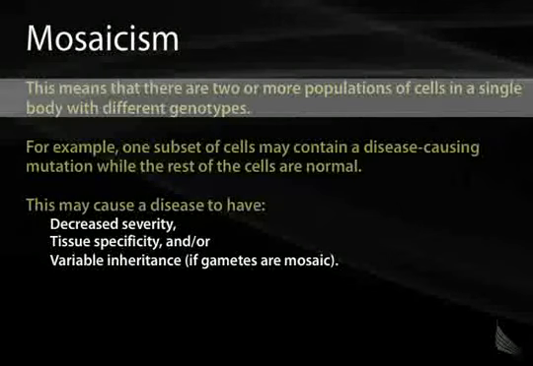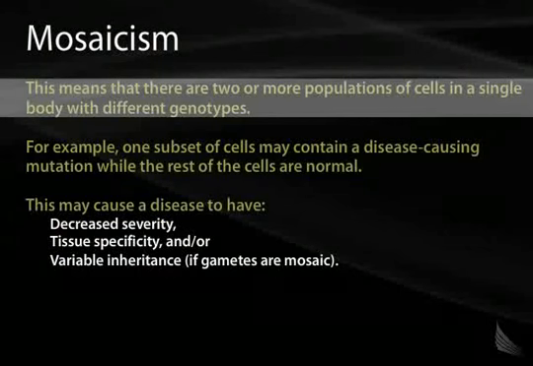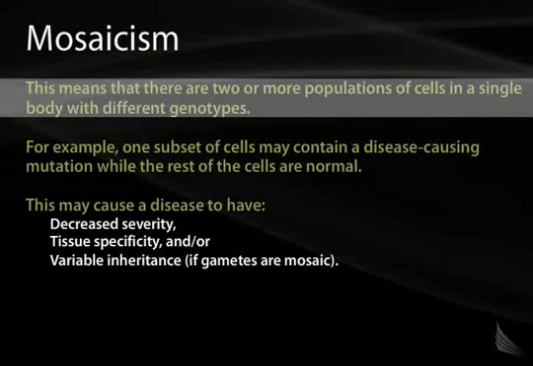Mosaicism is another example of discordance in which there are two or more populations of cells in a single body or a single person with different genotypes. For example, one subset of cells may contain a disease-causing mutation while the rest of the cells are normal. And this can have variable effects on a population or an individual. What you may see with a mosaic disease is decreased severity. You may see tissue specificity, or you can see variable inheritance if gametes are mosaic.